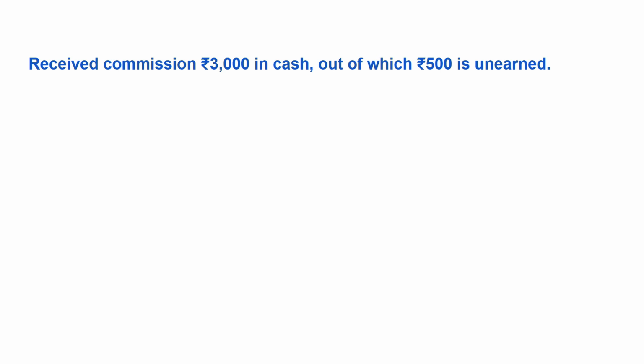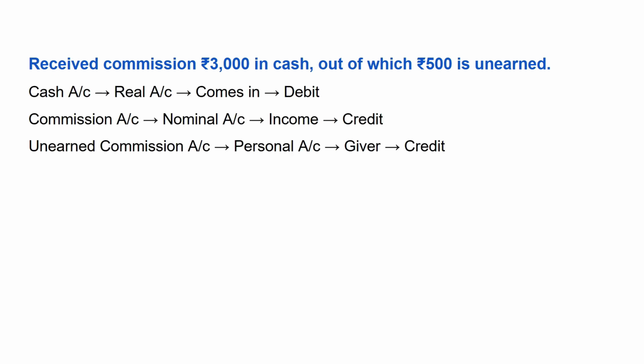Commission received is income, but unearned commission is a liability. So the accounts affected are cash account, commission account, and unearned commission account. Cash account is a real account and cash comes into the business, so it is debited. And commission account is a nominal account and commission is income, so it is credited. Unearned commission is a personal account and it is received in advance, so it is the giver, so it is credited.